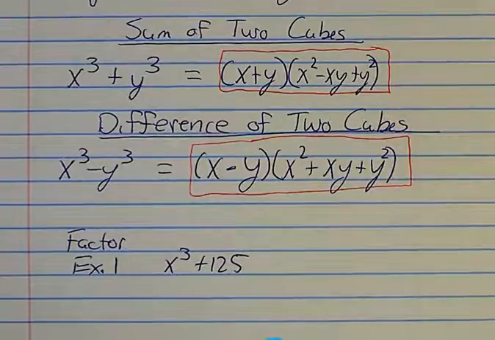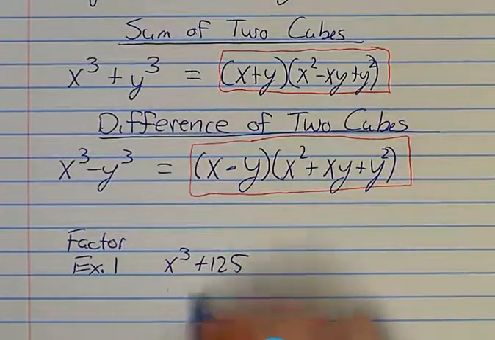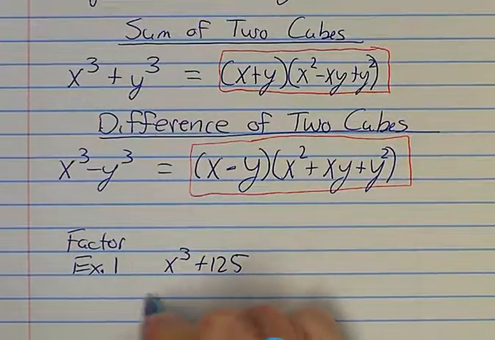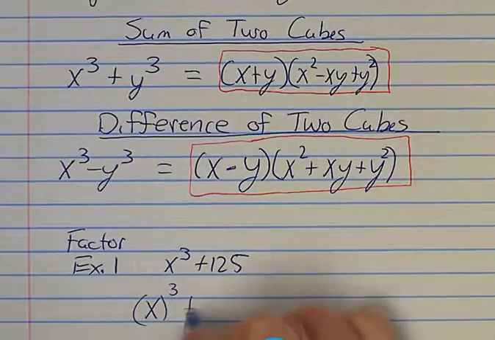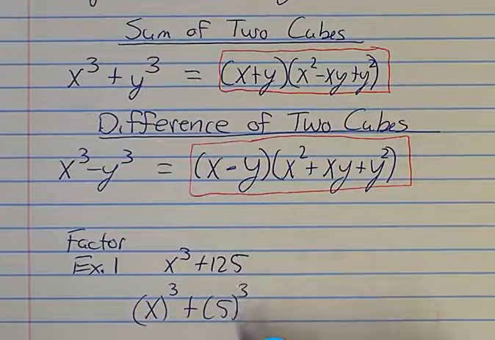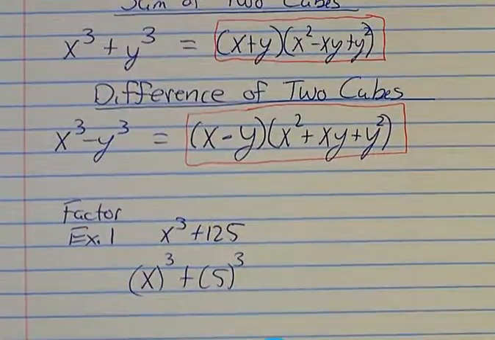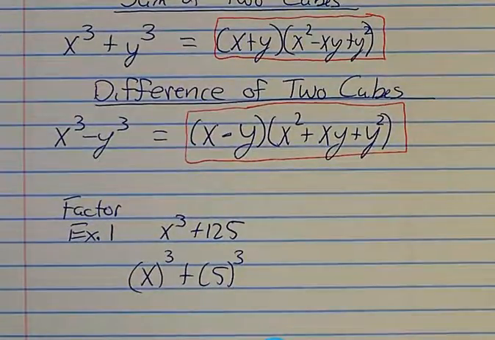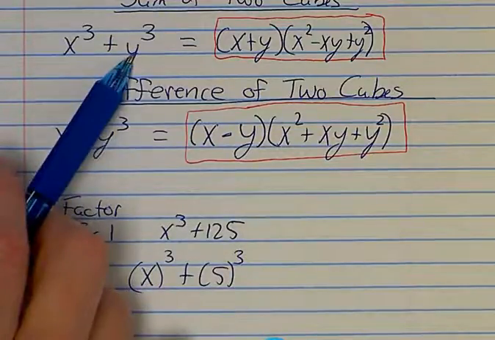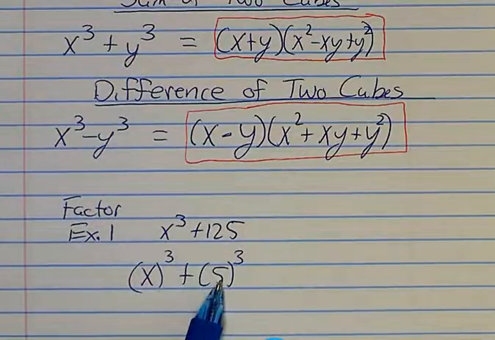So here's what we're going to do. You've got to figure out what this thing would be cubed. So we've got x cubed, so we're good here. But 125, that would be the same thing as 5 to the third power. So everywhere we have an x up here, we're going to have an x here. But everywhere you have a y, you've got to take that y and replace it with a 5.